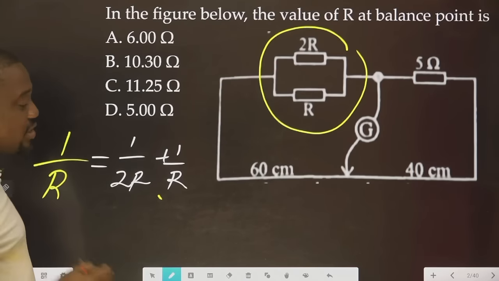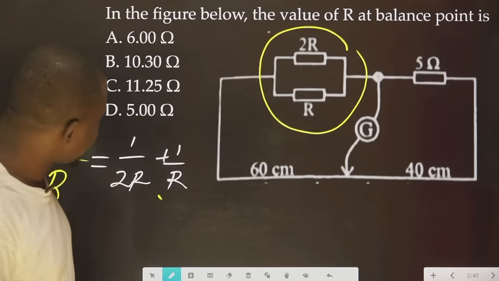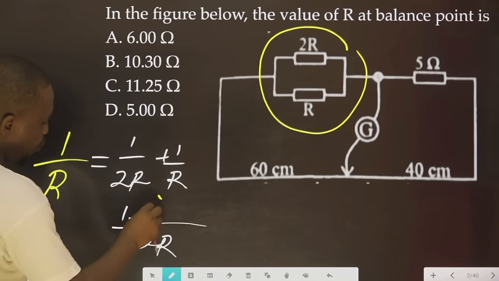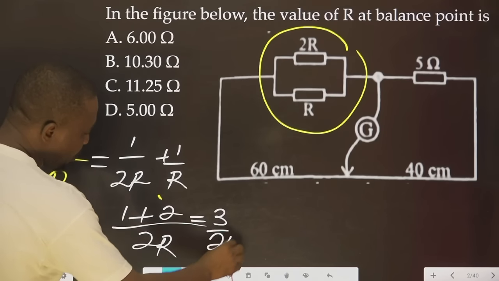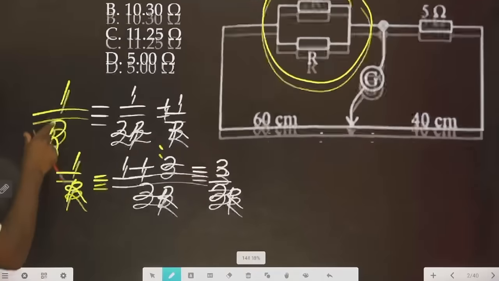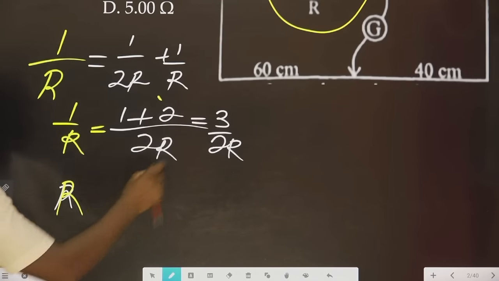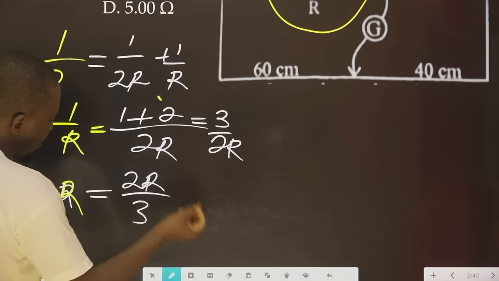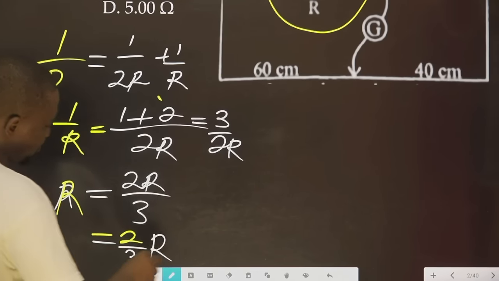We have done a lot of this in this channel. If you have not seen my videos on resistance, please do. Find the LCM, we have 2R here, 1 here. If you are a physics student preparing for JAMB, I should explain this to you. 1 over R. So to get R, we reverse this, that is, turn it upside down. It means we have 2 over 3R.